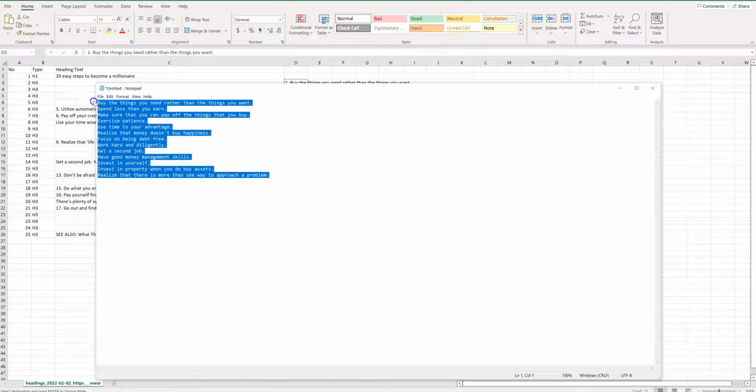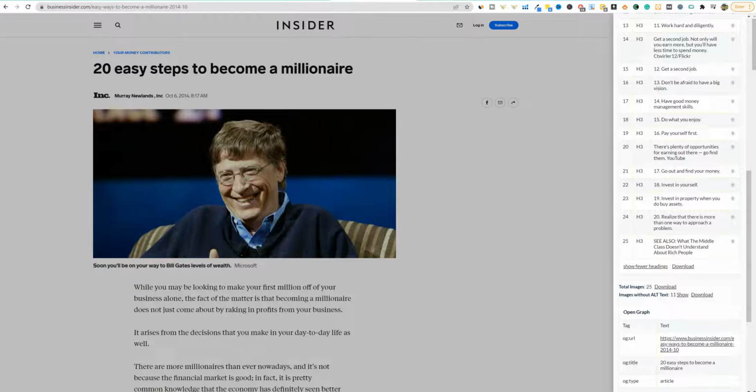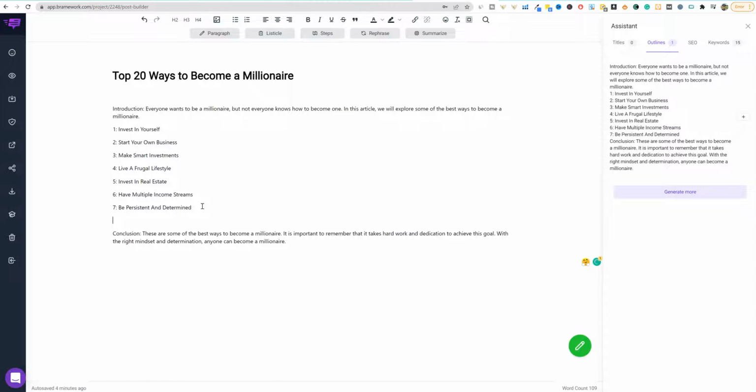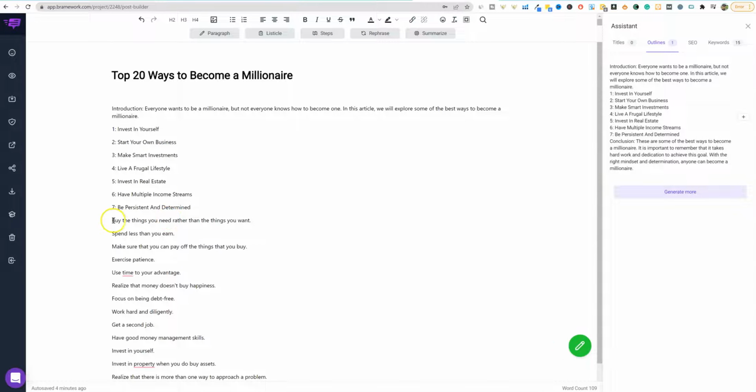So I'm going to grab all these. I'm going to copy that. We're going to go back into our software Bramework. And then now after 7, what we'll do is I'll come and paste those in, okay? And then it's going to take a little bit more time to go and format these. So I'll do that and I'll be right back.